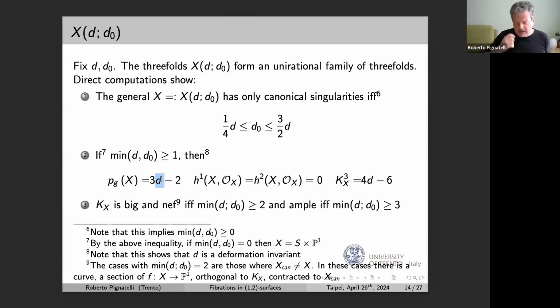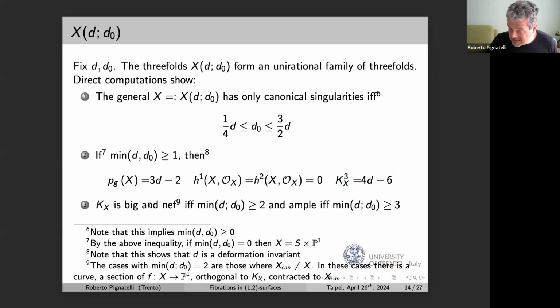So when I go to study moduli, as I want to do soon, I will fix D and move D0. So pg is 3D minus 2, no irregularities are around, and the volume is 4D minus 6, which is, of course, 4/3 pg minus 32. I hope I haven't made any typo.